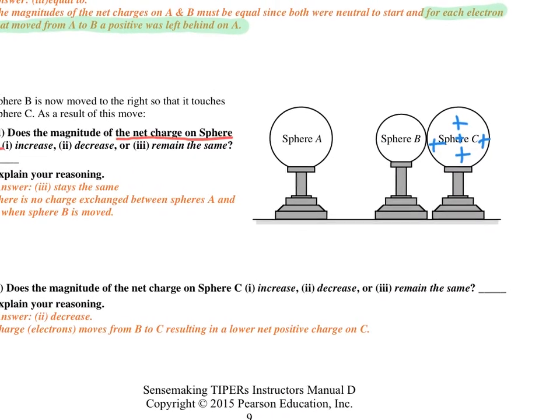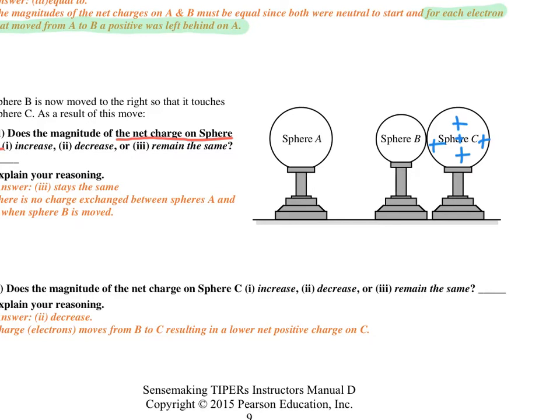And then this last one. Does the magnitude of the net charge on sphere C increase, decrease, or remain the same? Well, sphere B was neutrally charged, meaning it has just as many negative charge carriers as it had positive, one electron per proton, if you will. Okay? It's like Noah's Ark. Just pair them up, all right?